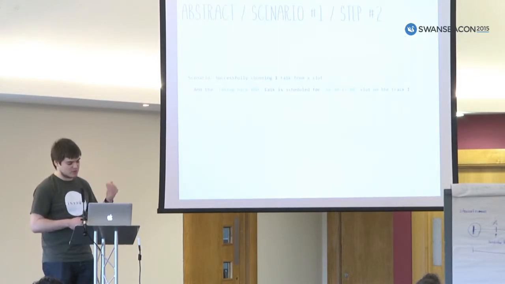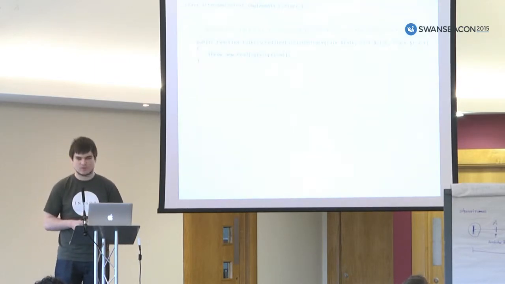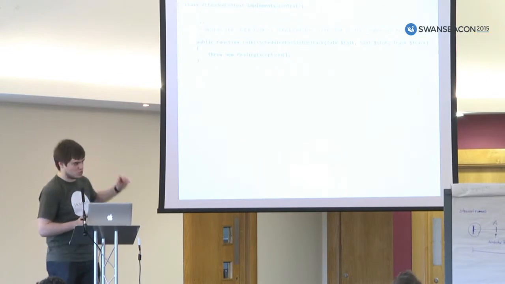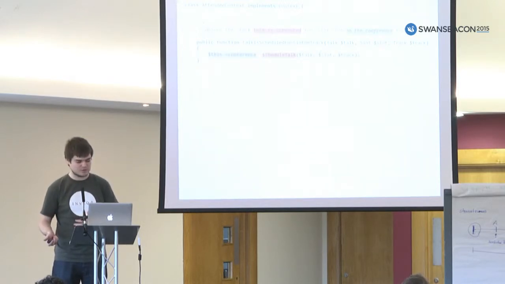So step number 2, taking back the BDD test: schedule a talk for a particular slot on track 1. Again, the same approach. We look at the sentence above, and we try to transform it into code with a minimal amount of transformation or translation. So talk is scheduled becomes schedule talk. Where do we schedule talk on? Well, we schedule it on the conference, right? The conference we created in the previous step. So conference schedule talk, and we pass talk, slot, and track.